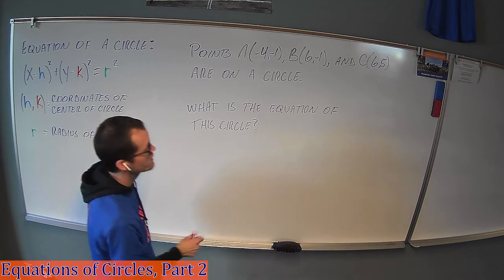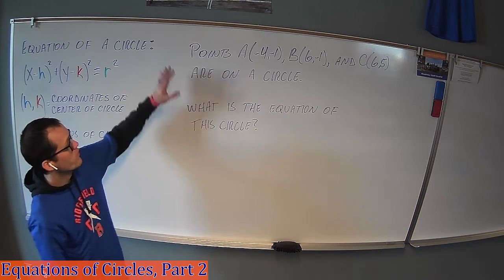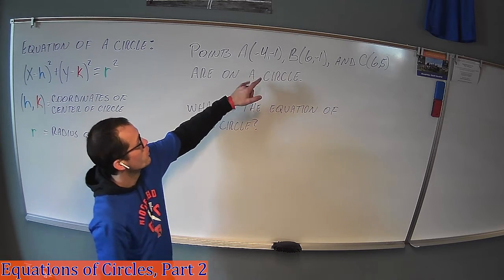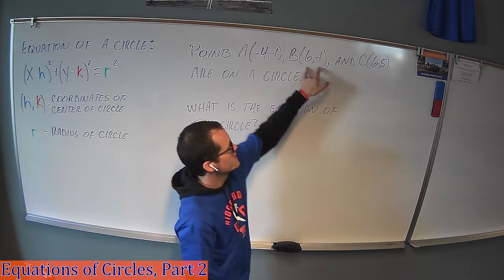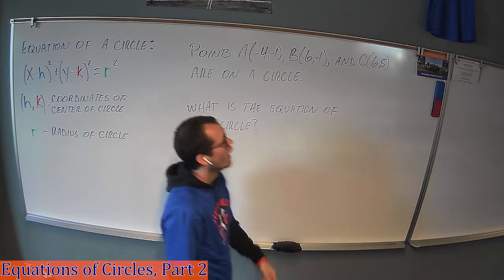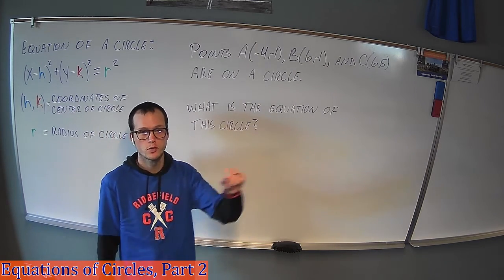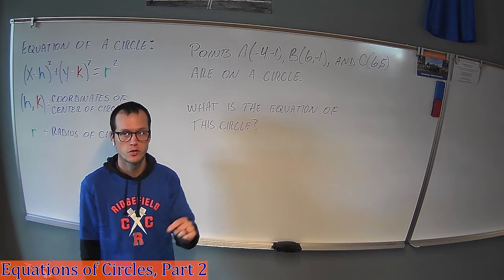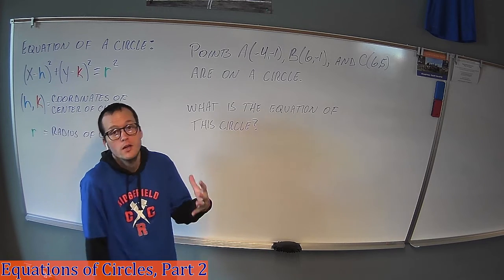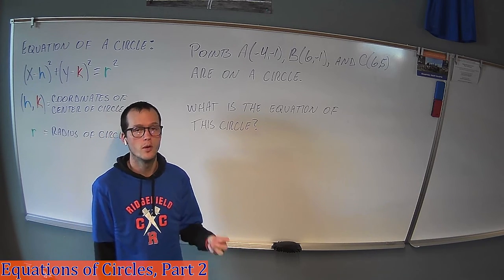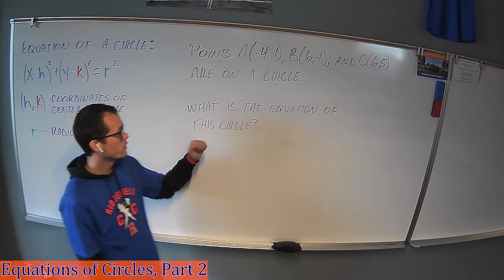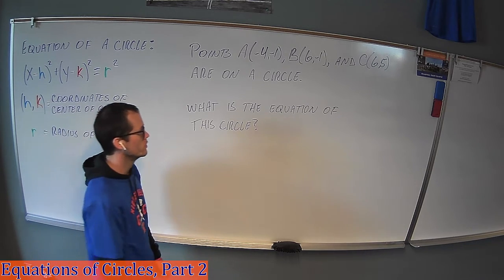Okay, so here's a different situation. What if we're told that we have points A, B, and C with these coordinates: (-4, -1), (6, -1), and (6, 5). These 3 points are on a circle. That means they're on the circle itself, not inside the circle. They're not the center. They're just 3 of the infinitely many points on the circle itself. And the question is, what is the equation of this circle?